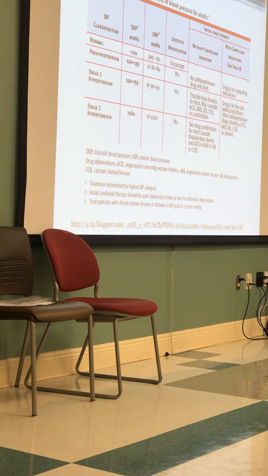Do we do lifestyle modifications for people who are less than 120 over 80? Yes, because we want to prevent them from getting hypertension. Stage 1 is 140 to 159, or 90 to 99. Lifestyle modifications, of course. Don't look at the drug therapies because we're using JNC8 now. Stage 2 is greater than 160, greater than 100.